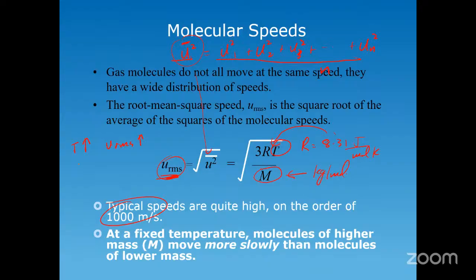Another thing you should see here, based on the relationship between molar mass and the root mean squared speed, is that as the molar mass increases, the root mean squared speed decreases. What this tells you is that for everything else being the same, if the molecule is heavier, then its root mean squared speed will be lower. Basically, lighter molecules will travel more quickly, heavier molecules will travel more slowly. So that's what this last line is saying here: at a fixed temperature, molecules of higher mass will move more slowly than molecules of lower molecular mass. Okay, so that's as far as molecular speeds are concerned.